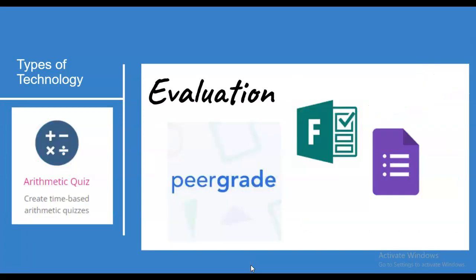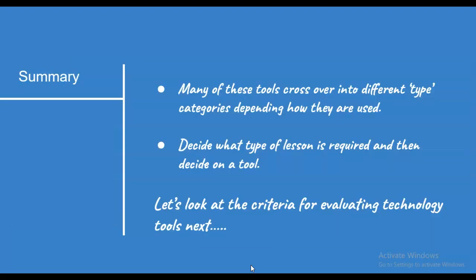Evaluation can be either formative or summative, and it provides feedback and/or measuring of the learning. Examples of this would be PeerGrade and Google Forms. As you most likely noted, a lot of the tools that we use cross over into multiple categories. For example, Nearpod can go into a number of different categories depending on how you're using it. You could be giving feedback, it could be game-based, collaborative, and constructive.